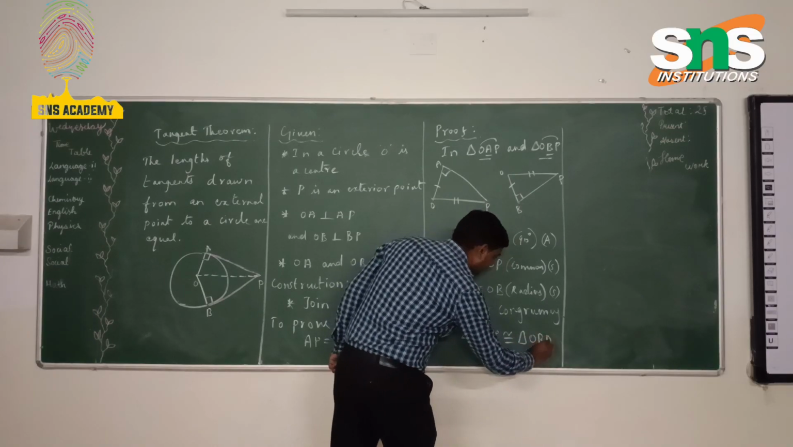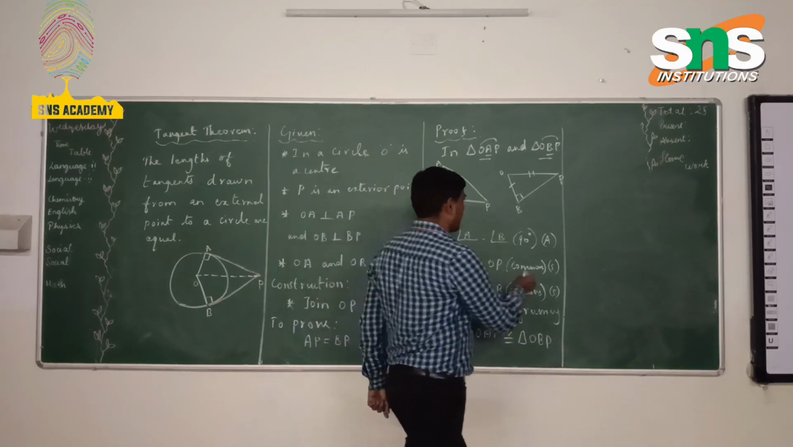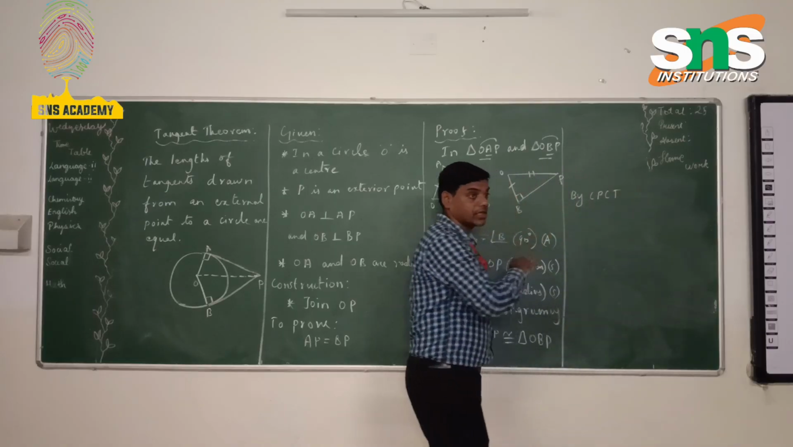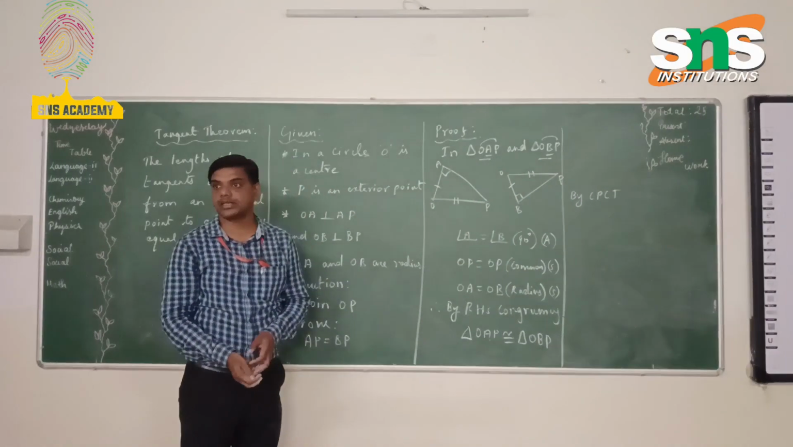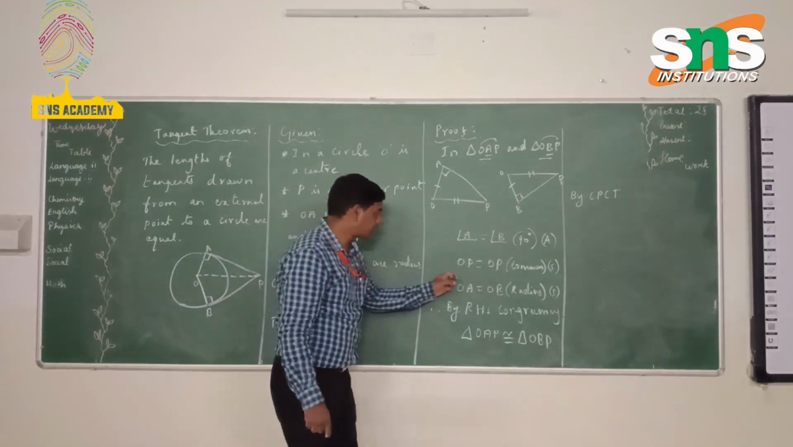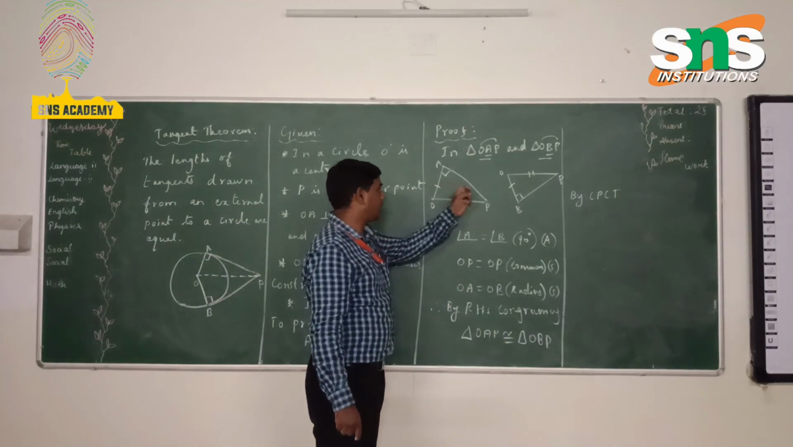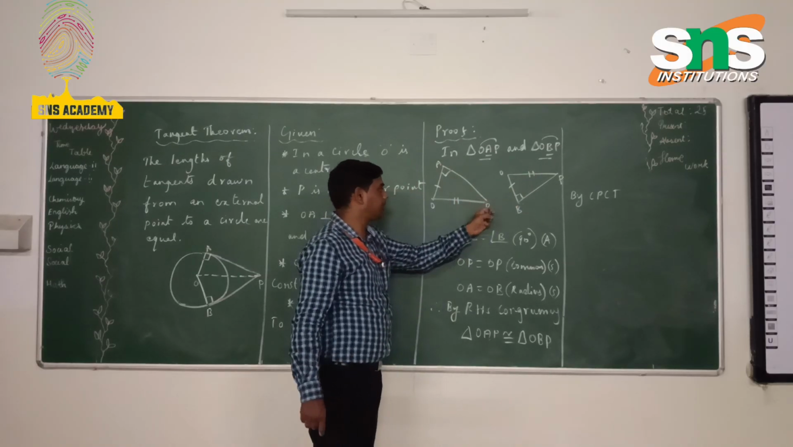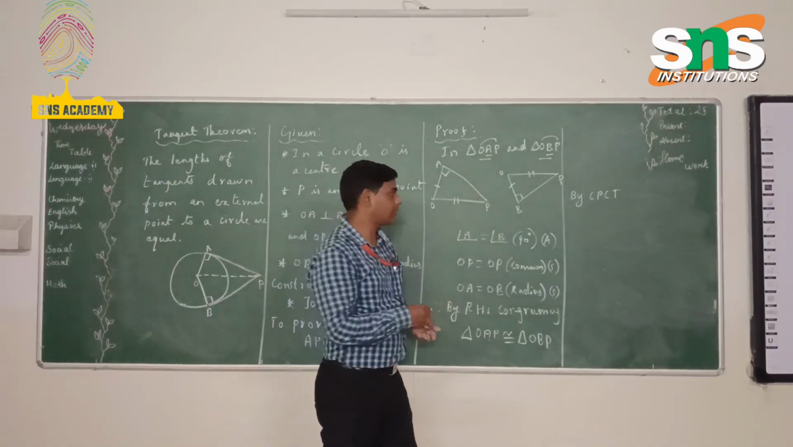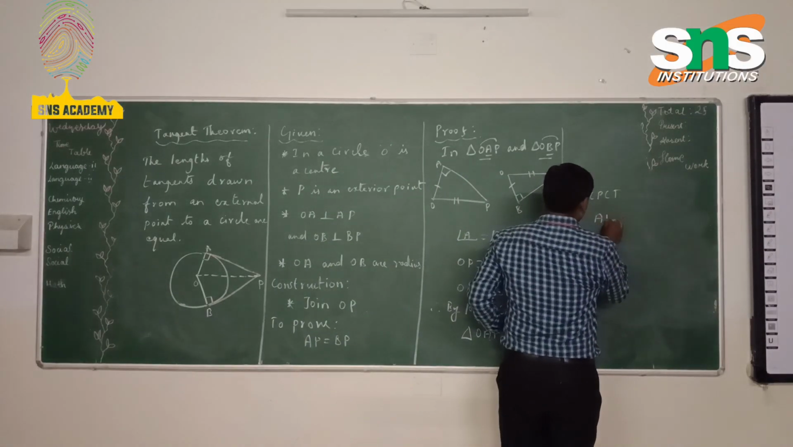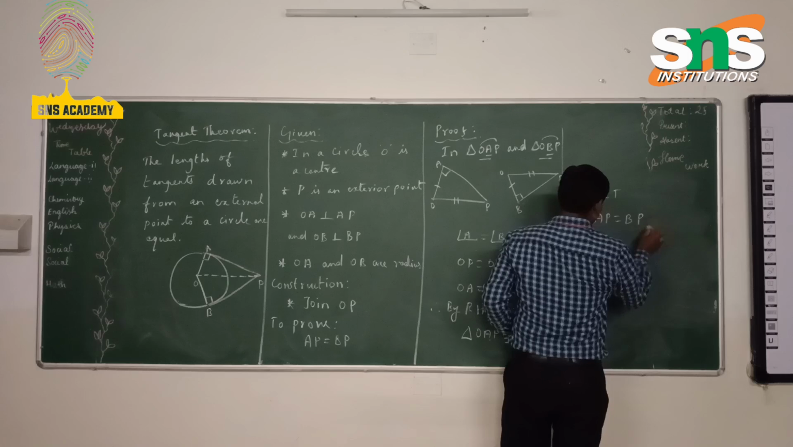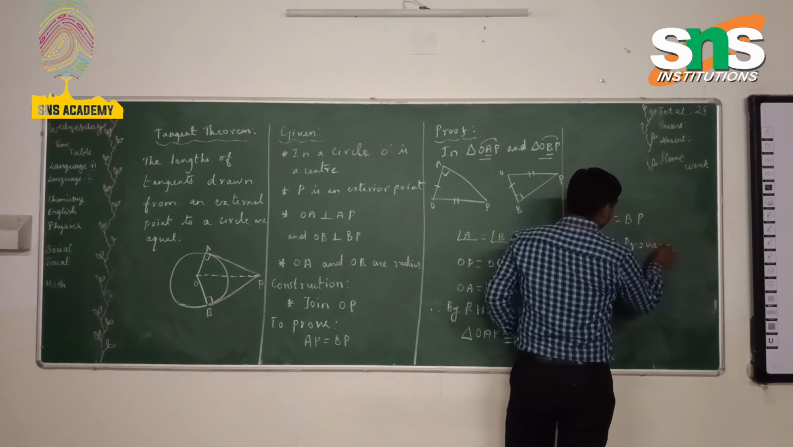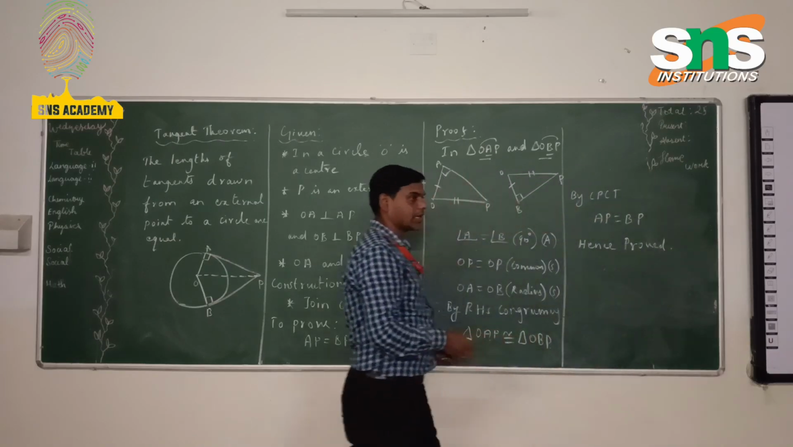Since the triangles are congruent, by CPCT the remaining angles and sides are equal. Already we have compared OA, OB and OP, OP. What is left over? AP is equal to BP. Therefore, by CPCT, AP is equal to BP. Hence, this is the tangent theorem.